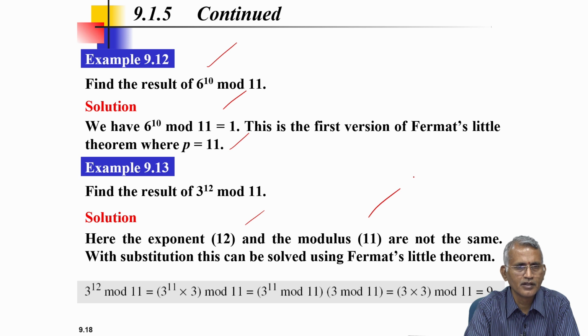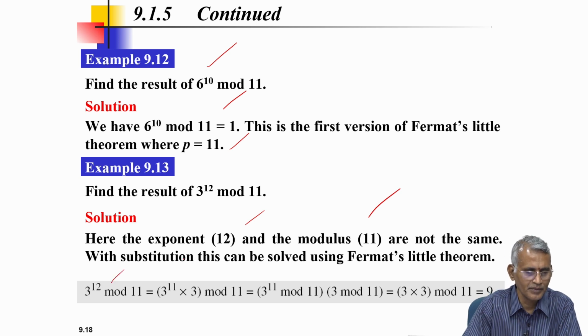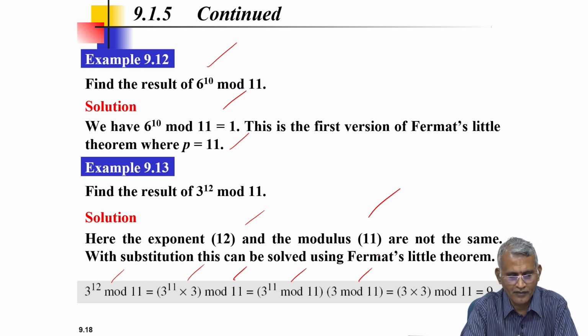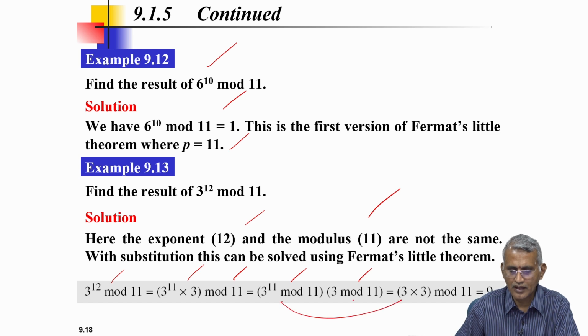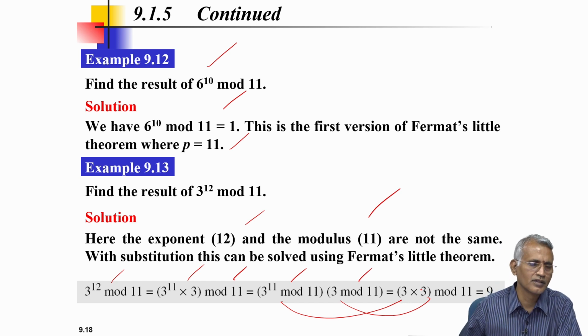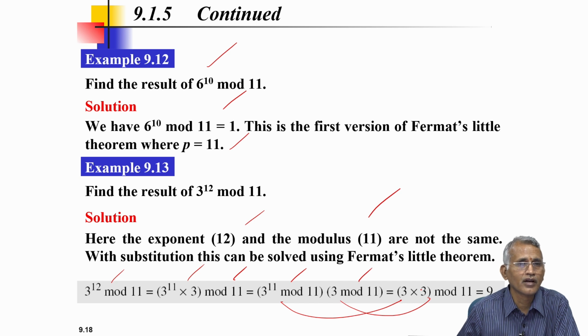So with the substitution this can be solved using Fermat's little theorem, that 3 power 12 under modulo 11 can be expressed as 3 power 11 into 3 under modulo 11. So 3 power 11 under modulo 11 is 3, and then 3 modulo 11 is also 3. So 3 into 3 is 9, and 9 comes under the modulo 11, therefore it is 9. So the value of this one is 9. This way we can find it using Fermat's little theorem.